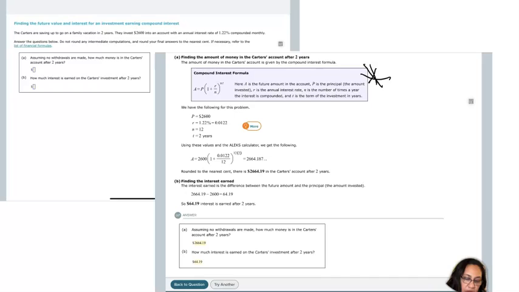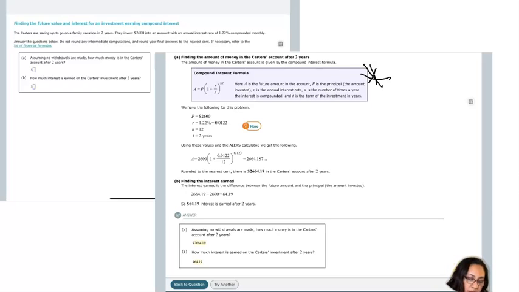So A stands for the future amount in the account. P is the principal. That's usually the amount that you start with, and it's the amount invested. And R is the annual interest rate. N is the number of times a year the interest rate is compounded. And T is the term of the investment in years.